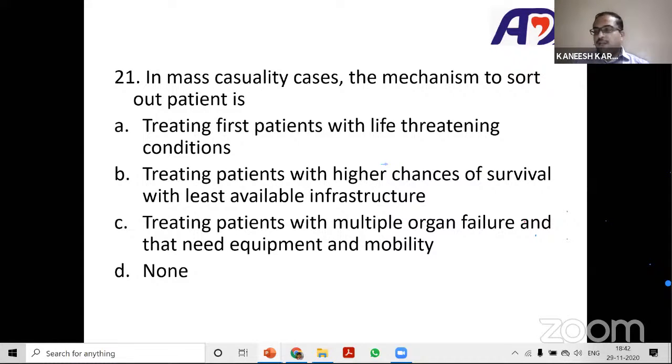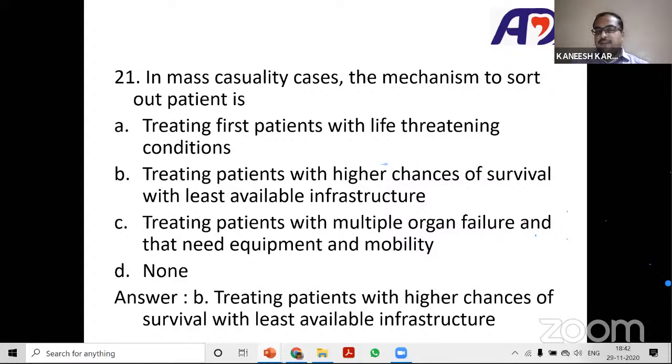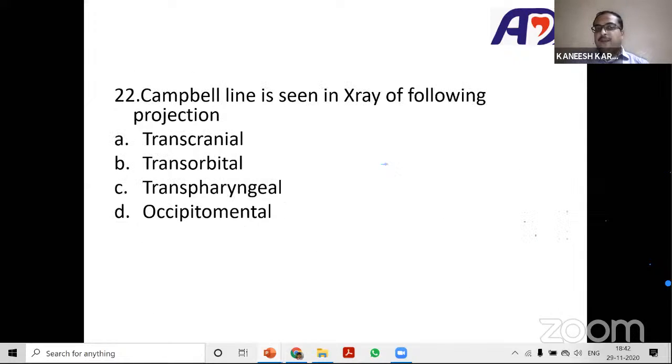In mass casualty cases, the mechanism to sort out patients is triaging. How will you triage patients? Yes, excellent. Treating patients with higher chances of survival with the least available infrastructure. Campbell line is seen in the X-ray of the following projection.